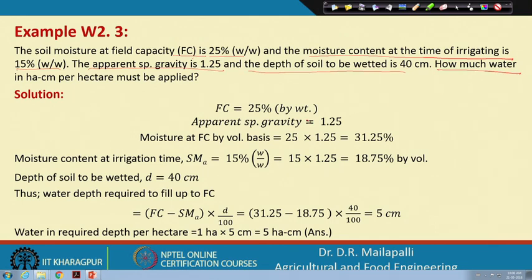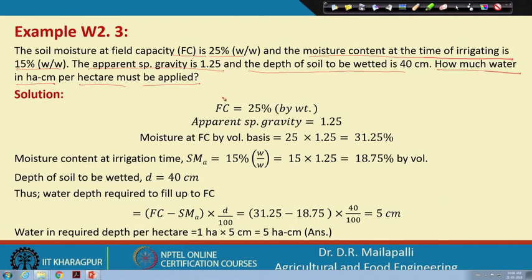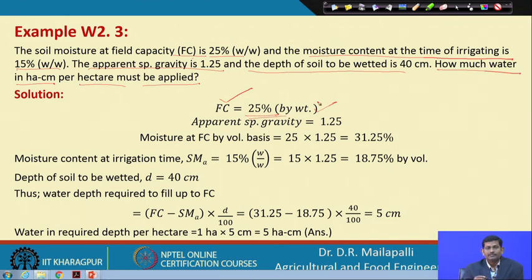Then, how much water in hectare centimeter per hectare must be applied? That means, how much volume of water you need to apply. This is very simple. Field capacity is 25% on weight basis. Converting weight basis to volume basis, you need to multiply with the apparent specific gravity or bulk density of soil. So, 25 multiplied by the apparent specific gravity gives 31.25%. This is the volume basis.